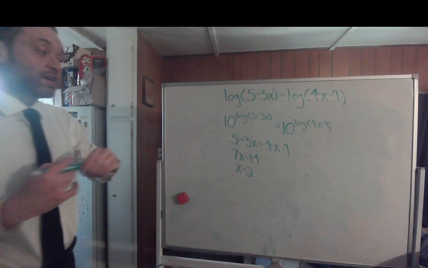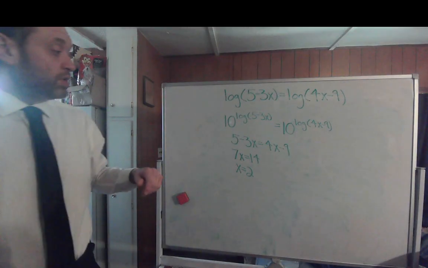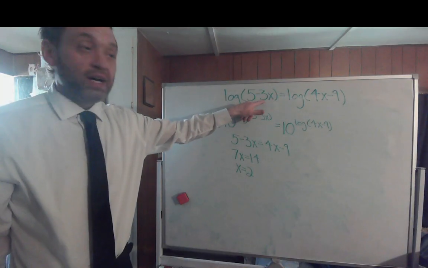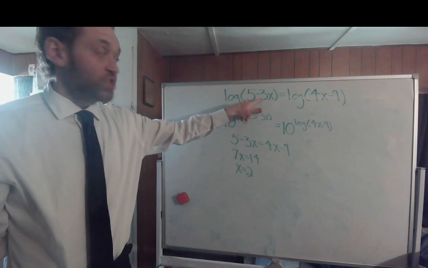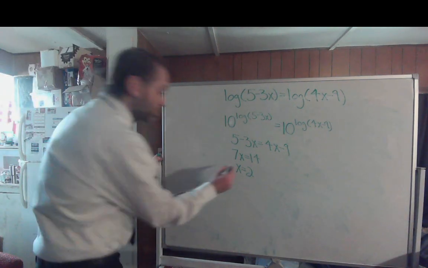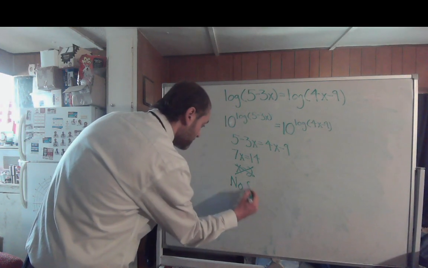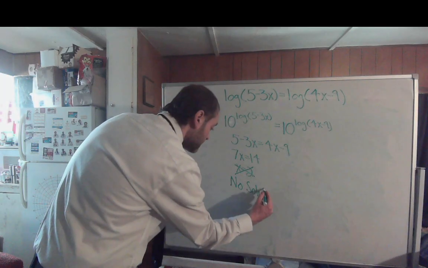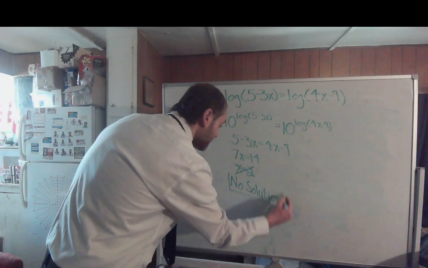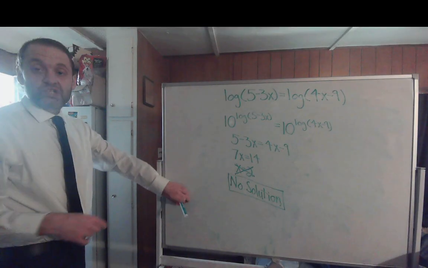But let's check for extraneous solutions here. So put in on the left side that x value of 2. You would get 5 minus 6, right? Which is negative 1. You can't have the log of a negative number. It doesn't work. So truly, there's no solution to this problem. There is no solution to this problem because x equals 2 is an extraneous solution, so really no solution to this one.